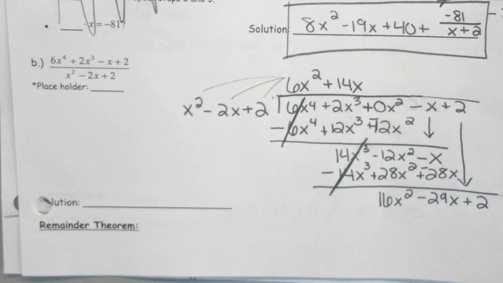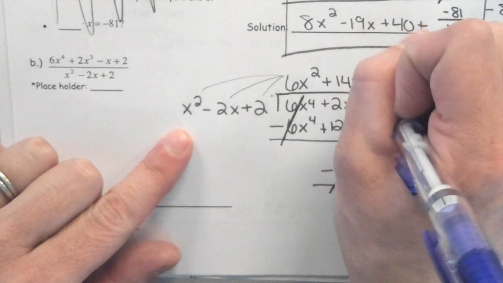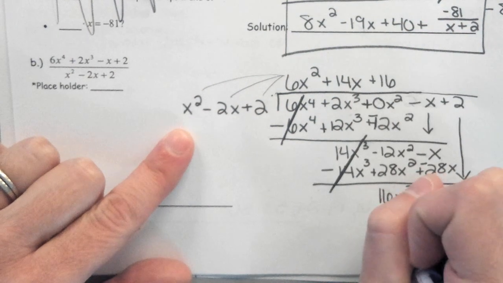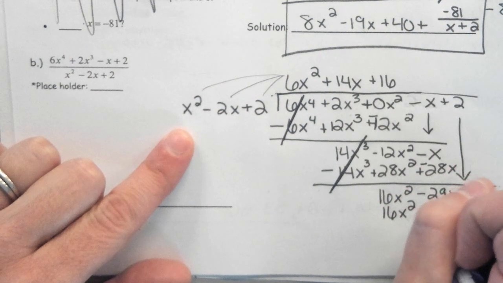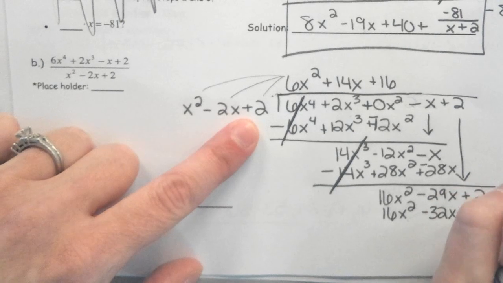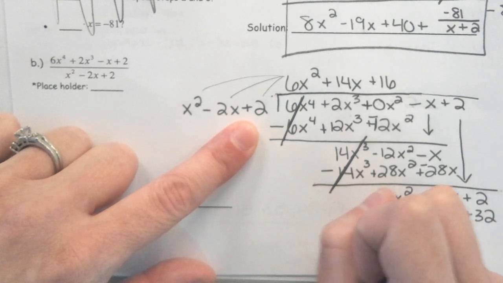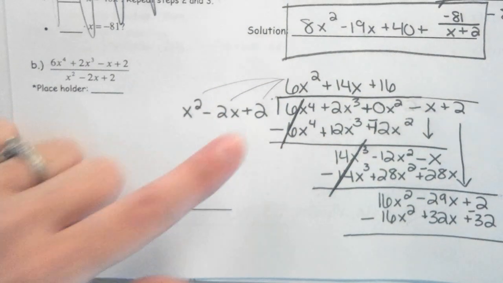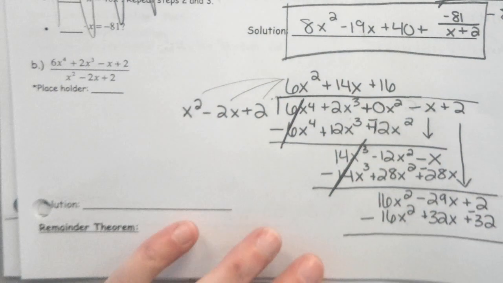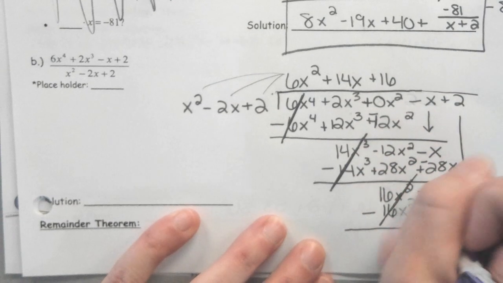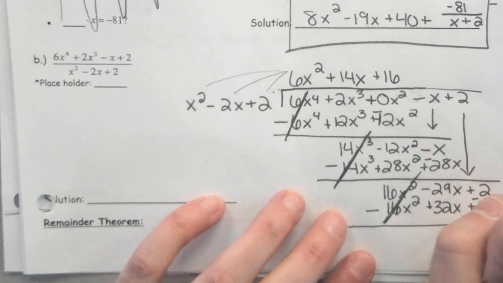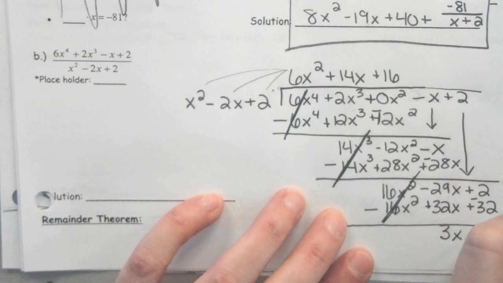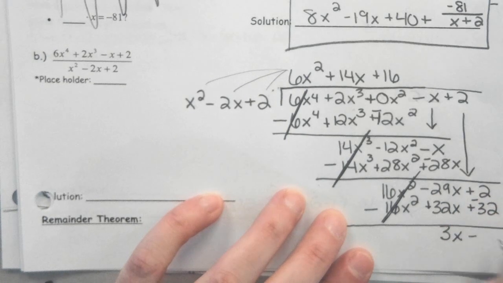Okay, here we go. X squared times what is 16x squared? 16x squared minus 32x plus 32. Change all the signs. What happens to the 16s? Gone. This gives me 3x minus 30.